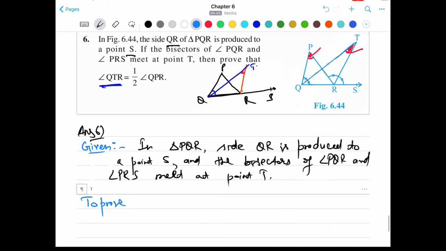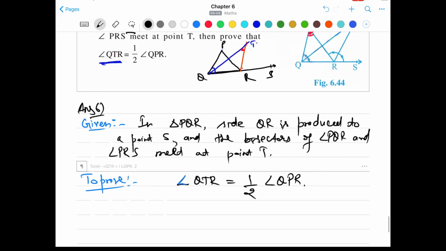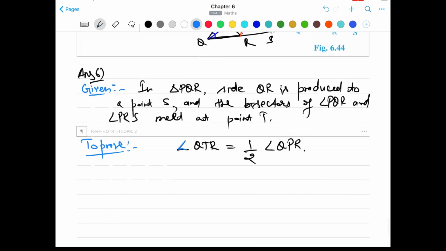Okay, then we have to prove this. To prove here is that the angle QTR is equal to half of the angle QPR. Okay, that's what we have to prove. So let's start its proof now.